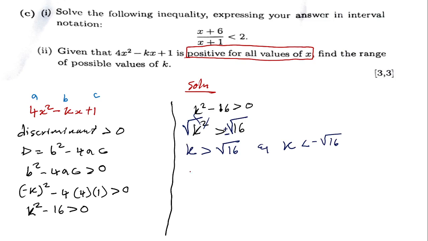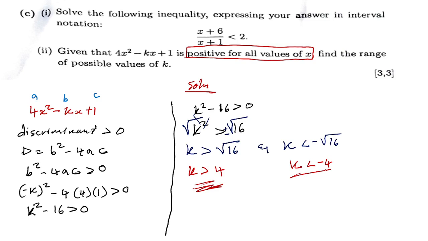So there, k is simply greater than what? 4, and k there is less than negative 4. So this is what was the answer. So your answer is this one, and also your answer is simply that one. So that was the answer.